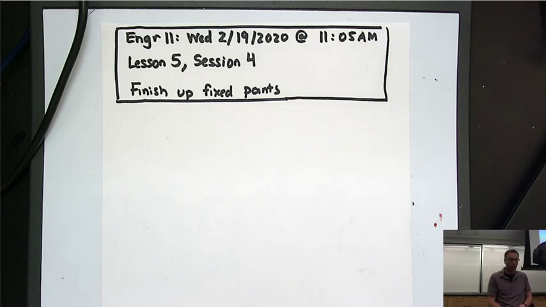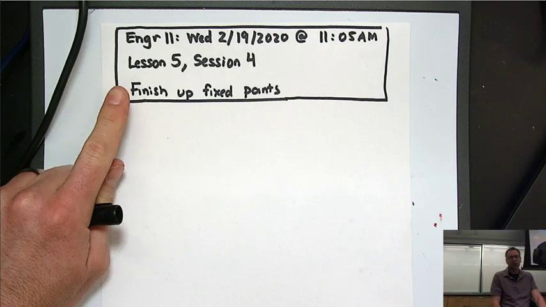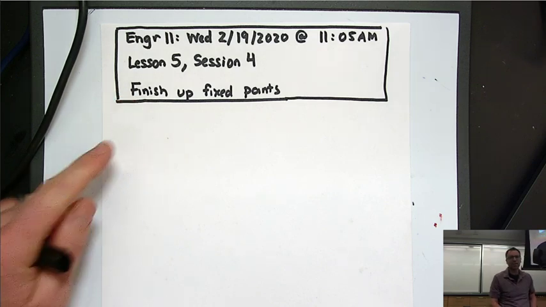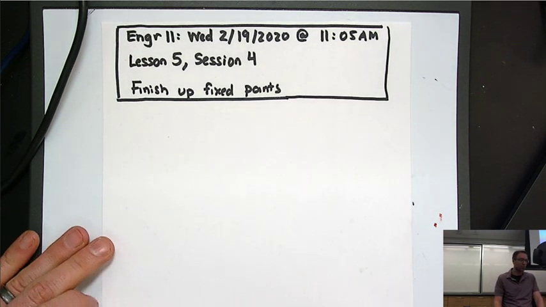Welcome back. We're almost done with Lesson 5. At the end of Lesson 5, we're going to transition into Lesson 6. Lesson 6 is all about floating point representations, which is an introduction to, I would say, numerical analysis, which we'll get into.